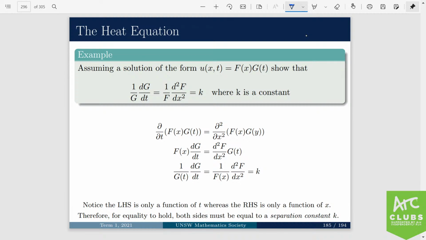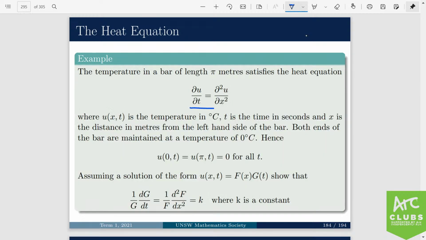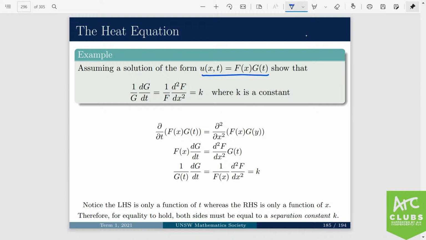So where do we start? Well, this is the form of the solution that we're asked to assume. Even if you're not asked to assume it, this is a very useful form to guess. So we're going to substitute that into our heat equation, which was up here. I'm going to substitute that in there. So this is our U, and this is our U here.